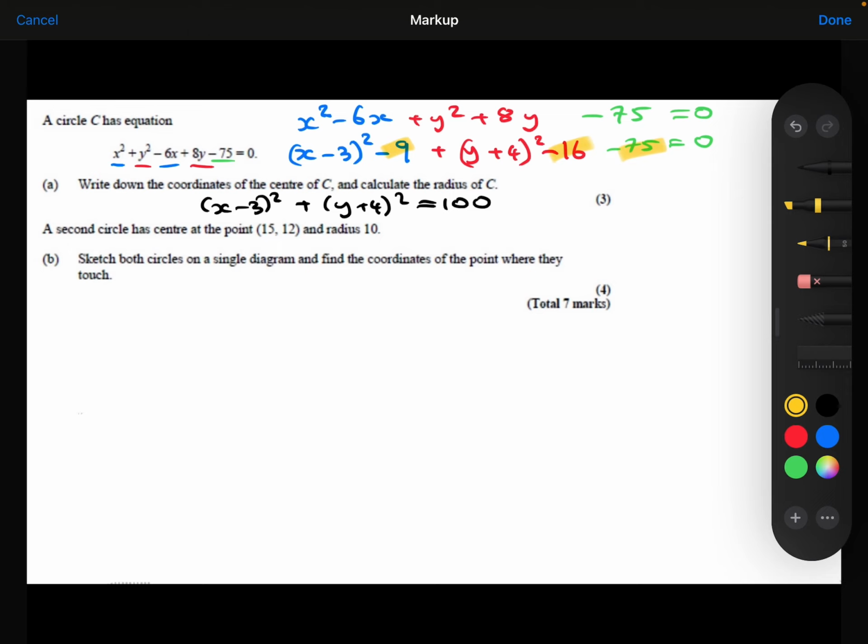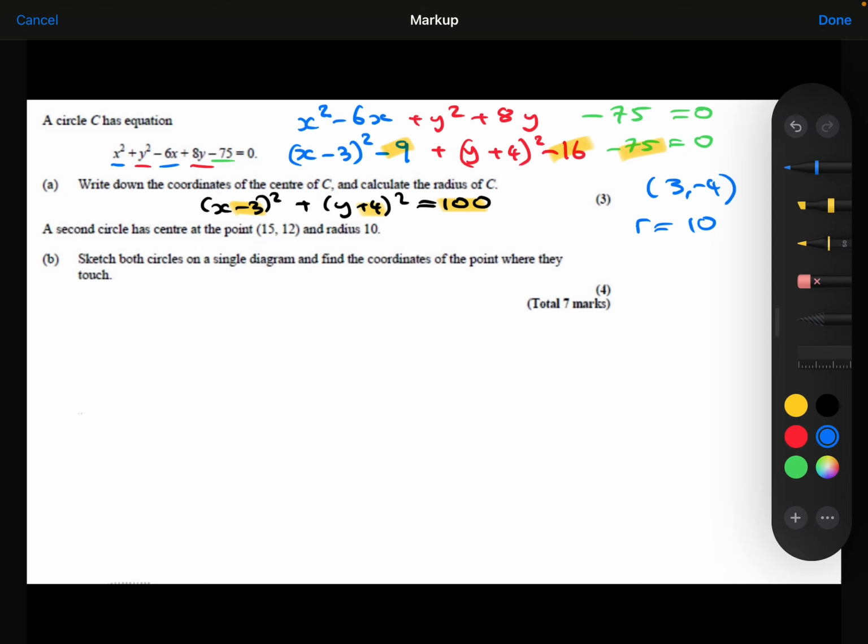So this tells me that the centre of the circle is the coordinate (3, minus 4). And the radius of the circle is the square root of 100, which is 10.